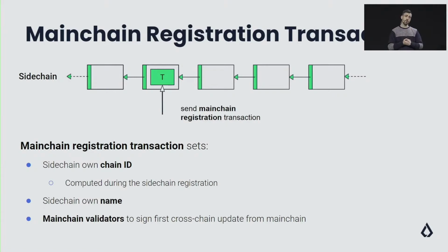And this has to happen always after the sidechain registration on the main chain. Why? Because you see here the properties. We are telling the sidechain which chain ID it was assigned on the main chain with the previous sidechain registration transaction, which name was assigned also on the main chain, and also which are the main chain validators in charge of signing the first cross-chain update from the main chain to the sidechain. So it's the other way around. Now it's from the main chain to the sidechain.